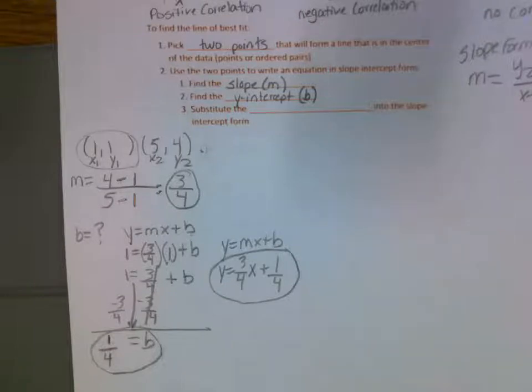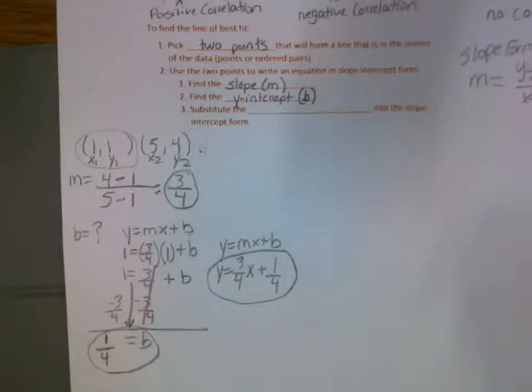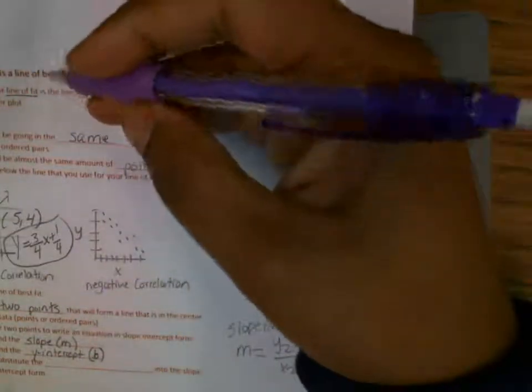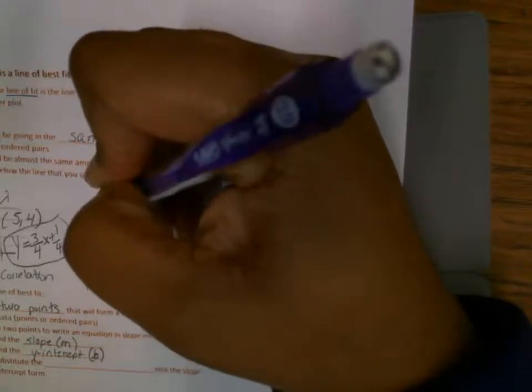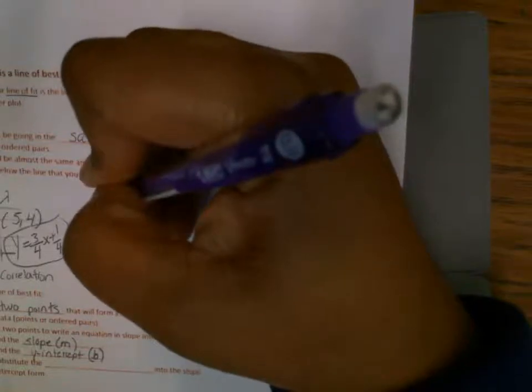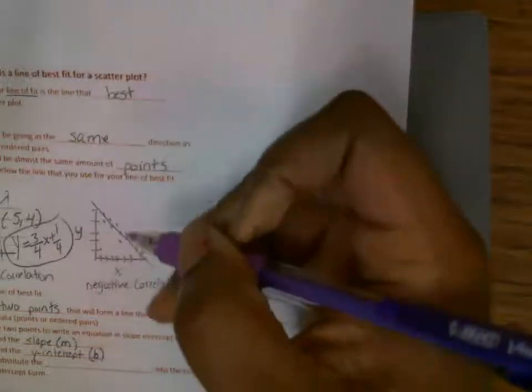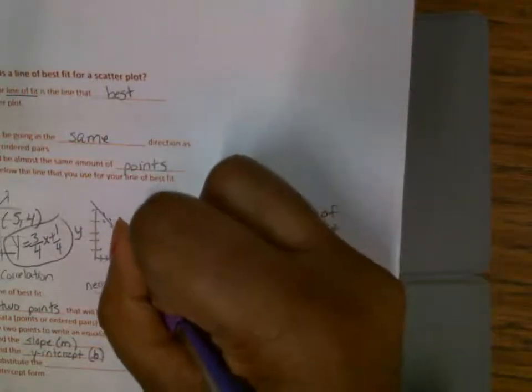Okay? So now we're going to do the second scatter plot, and we're going to find the line of best fit. Again, I'm just going to use the same ordered pairs that I used with the other class. It may be off by just a little bit. So you're still going to do about the same thing and find 2 ordered pairs that, if you draw a line, it's going to be in the center.